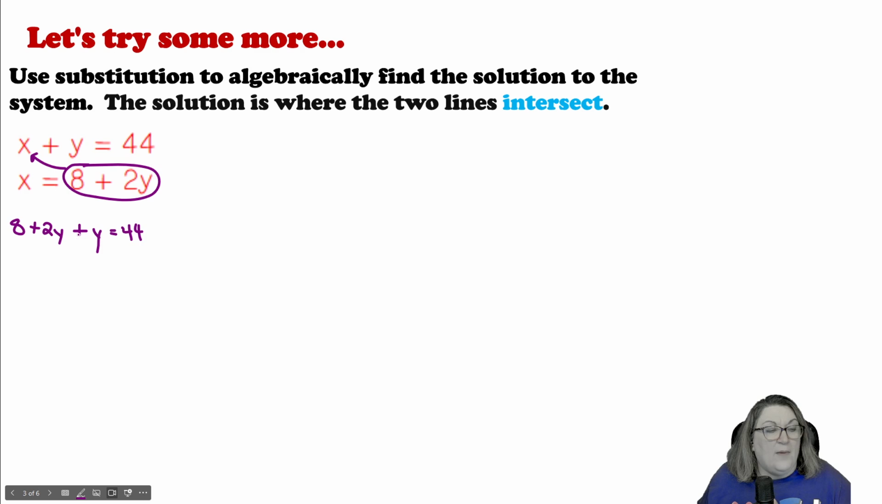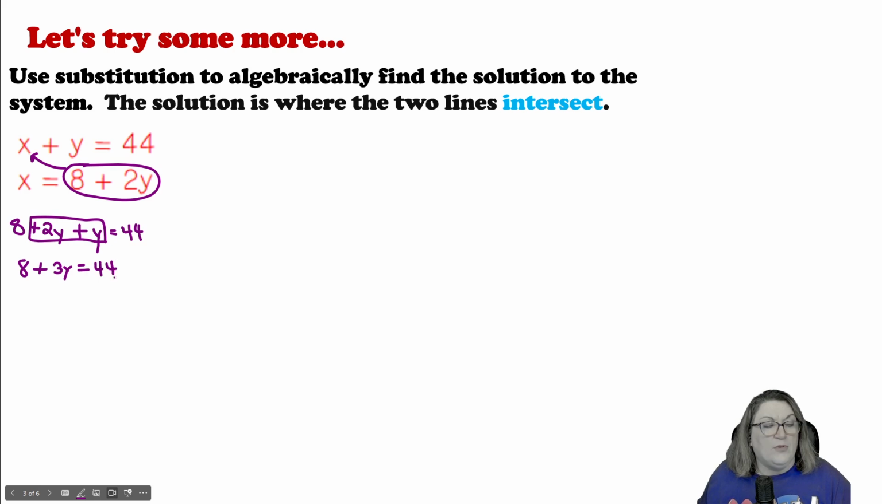And then I noticed there's no distributive property. So I am on the C step, on the DCMAM steps. And the C step says to combine your like terms. I do have some terms here that I can combine. The 2y and the 1y here. 2y plus 1y is 3y. So after combining my like terms, I end up with another two-step equation.